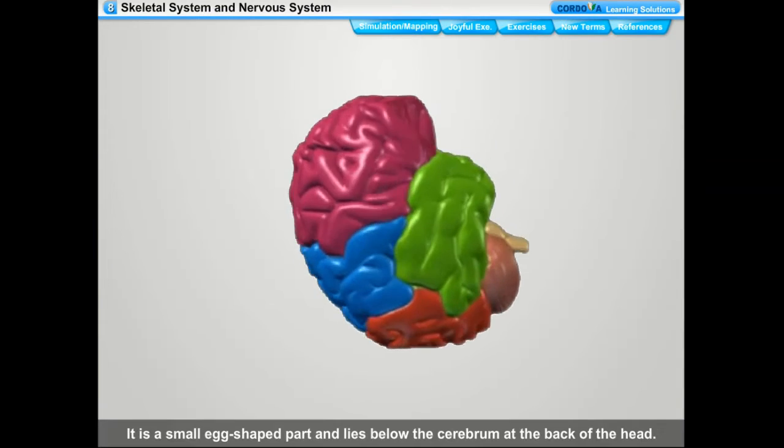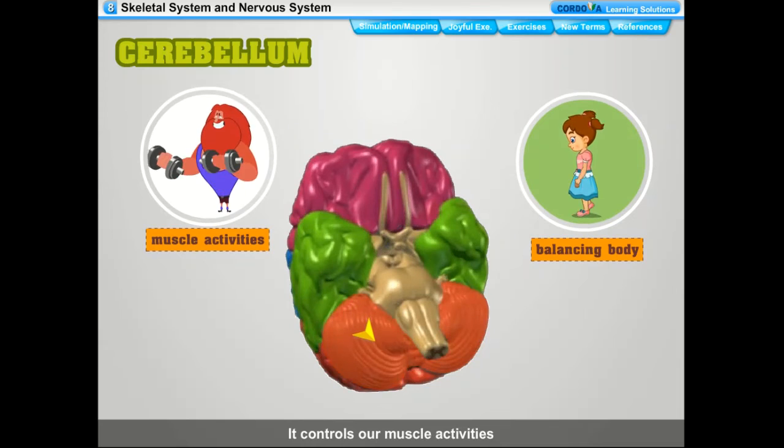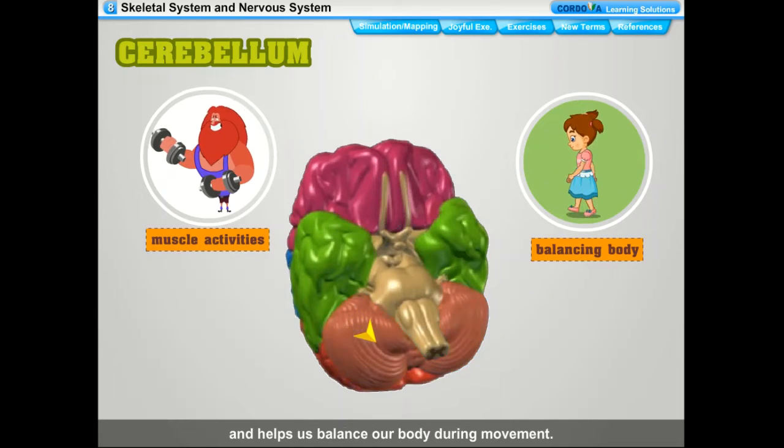Cerebellum. It is a small egg-shaped part and lies below the cerebrum at the back of the head. It controls our muscle activities and helps us balance our body during movement.